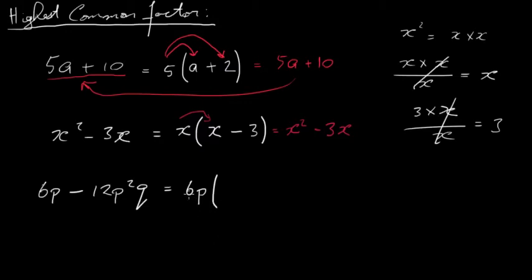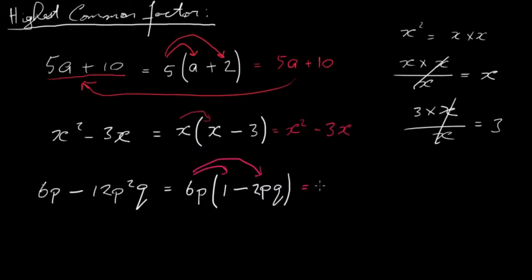What do we need to multiply 6p by to give us 6p? 1. 6p times 1 will give us 6p, or 6p divided by 6p will give us 1. Minus, now 12 divided by 6 is 2. P squared divided by p is p, and we have this q here as well. Let's just check this one. I want to multiply this by this and this by this to see, do we get what we started with? Is this expression exactly the same as this expression?